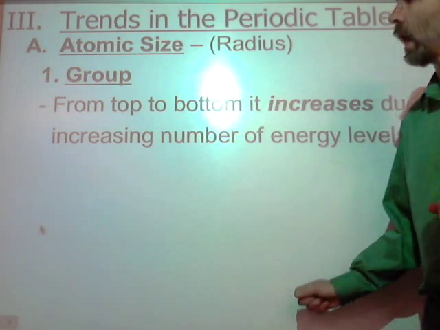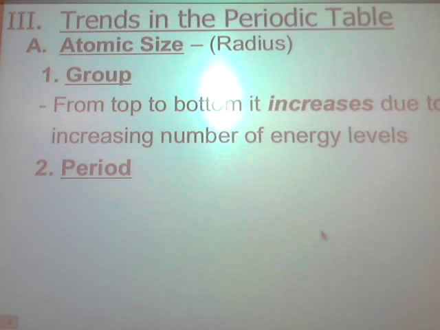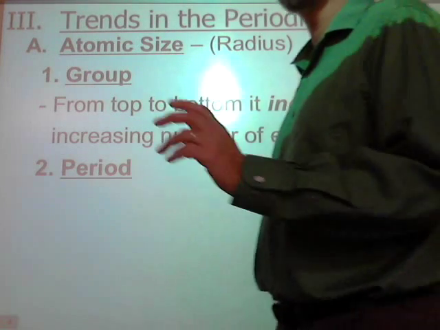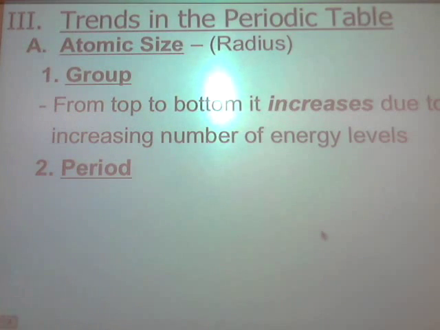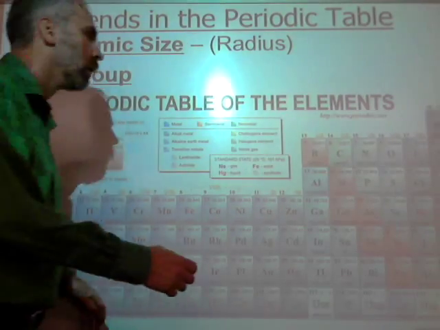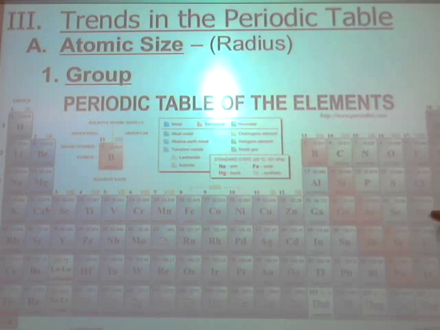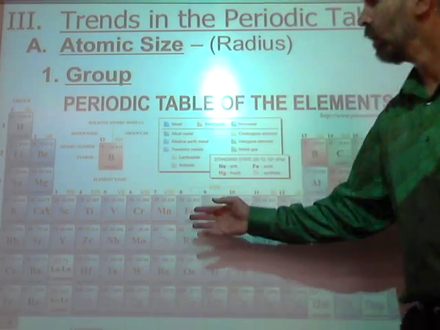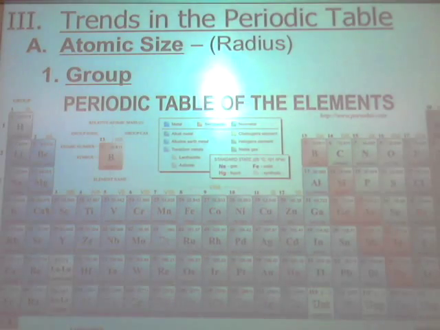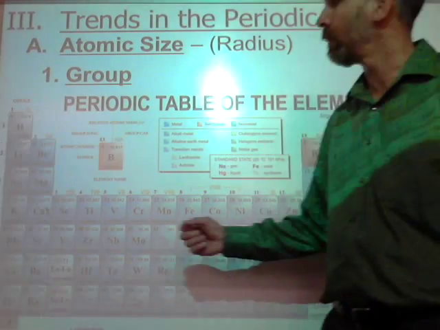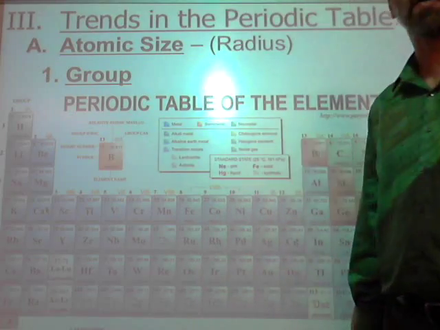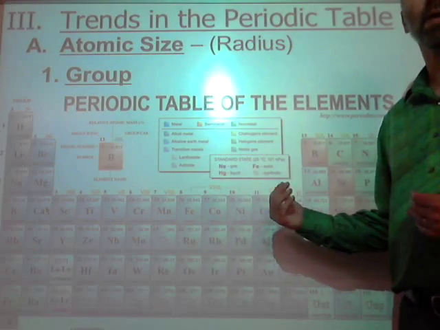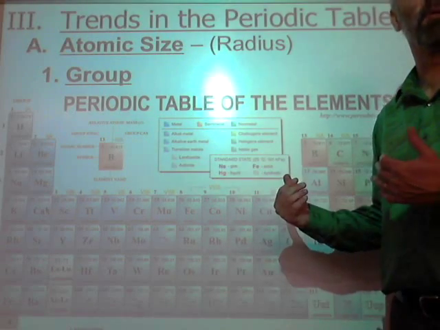No, because watch what happens as I go across the period. What would you predict based on your prior statement as I go across the period? Take a look at a guy over here, like bromine or krypton. Krypton's got 36 electrons, 36 protons. Potassium only has 19. As I go across, krypton weighs 83.7 grams per mole. This guy only weighs about 40. So it's like double the mass, double the number of protons, electrons.